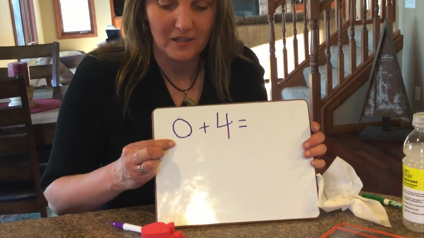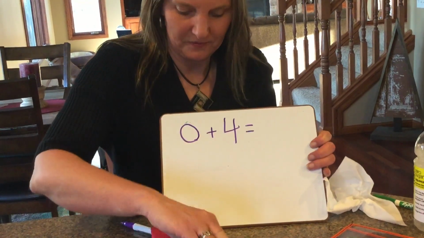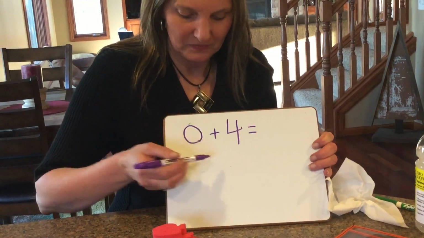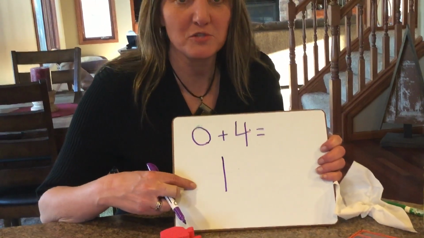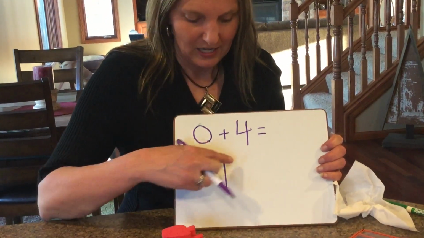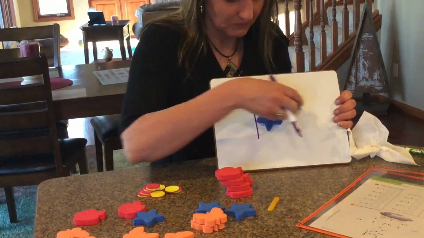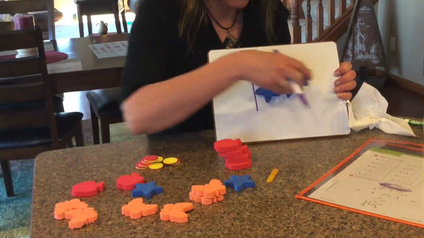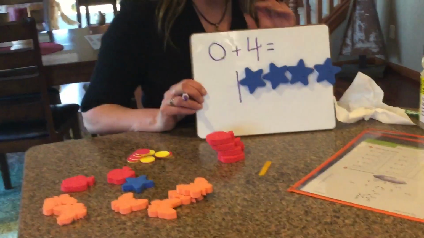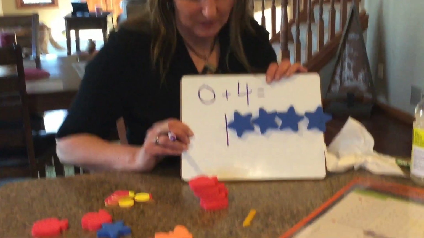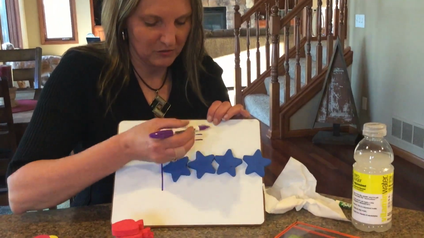Zero. I saw 0 stars in the sky. And then I'm going to put my breakaway stick, because right here, how many stars do you see? 0. And then it got darker, and then I saw 4. How many stars is that all together? 0 plus 4. 1, 2, 3, 4.